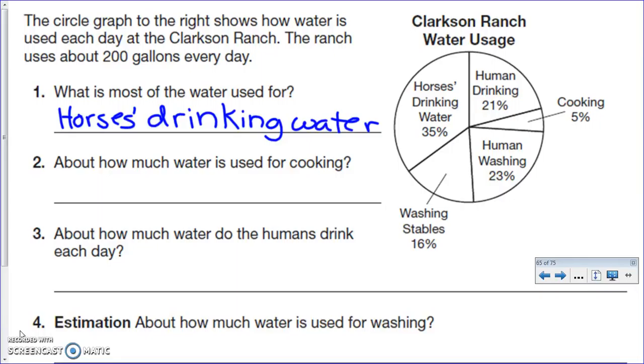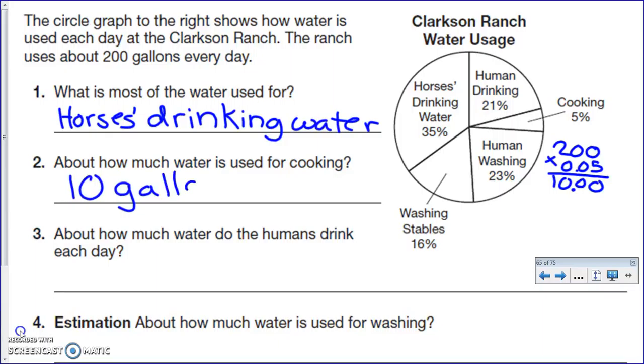All right, for number 2, we're asking about how much water is used for cooking. So we know cooking is 5%, so as a decimal it's going to be 0.05, and we're going to multiply that by the 200 because we know they use about 200 gallons a day. So when we multiply 200 by 0.05, we get 10. So we get 10 gallons of water is used for cooking.